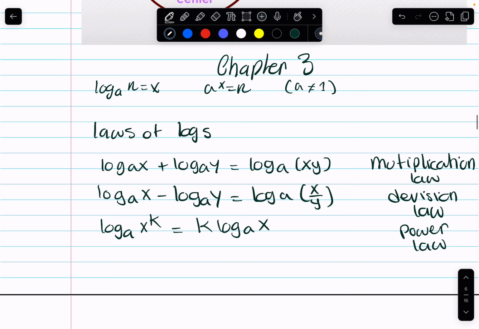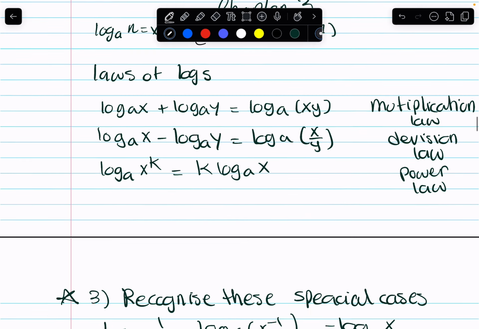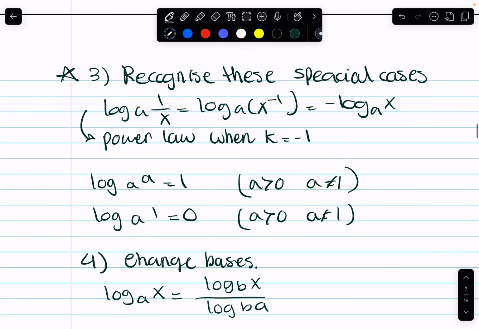So chapter 3 is basically logarithms. If you have log base a of n equals x, then a to the power x is n, where a should not be 1. So, laws of logs. If you have log of ax plus log of ay, it's a multiplication law. So you say log of axy, and the same thing for subtraction, you only divide. And then if you have log of ax to the power of k, you bring the k to the front, meaning k log ax.